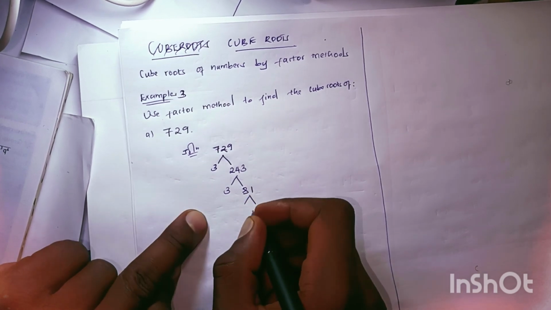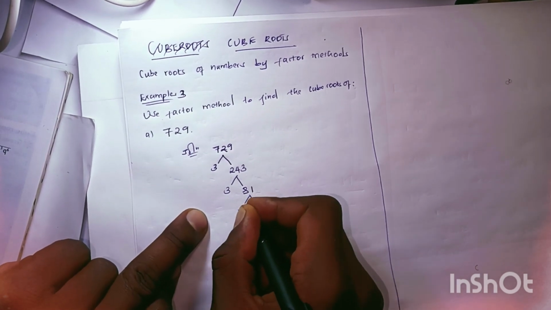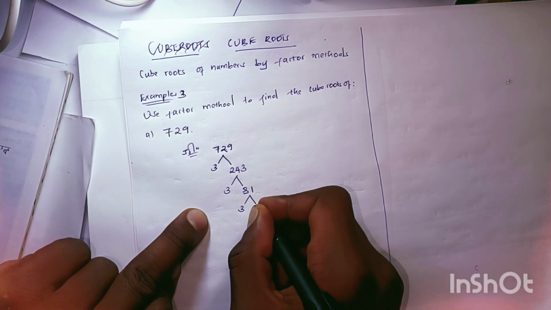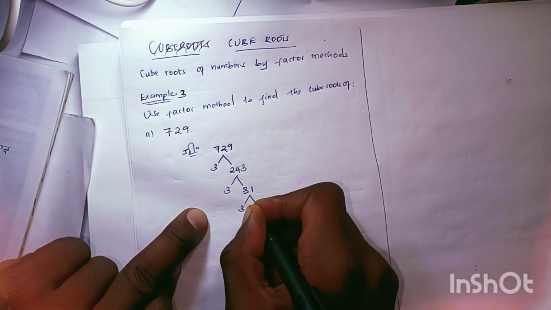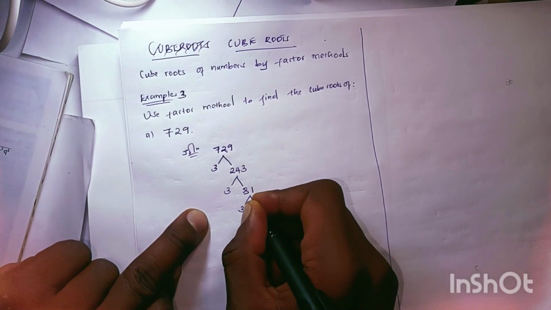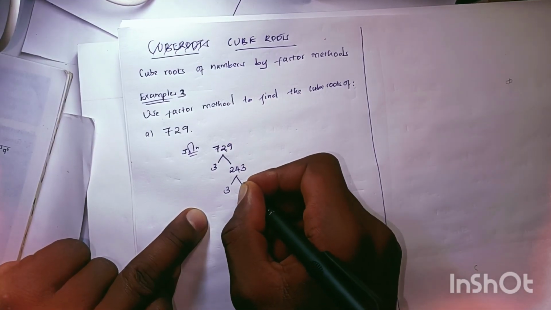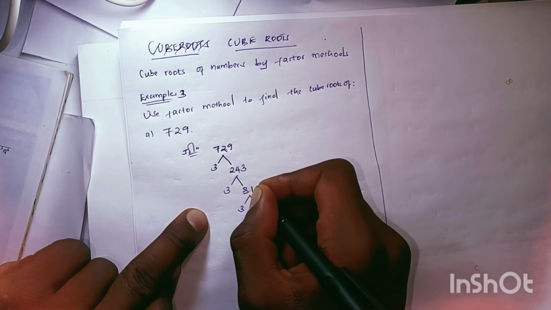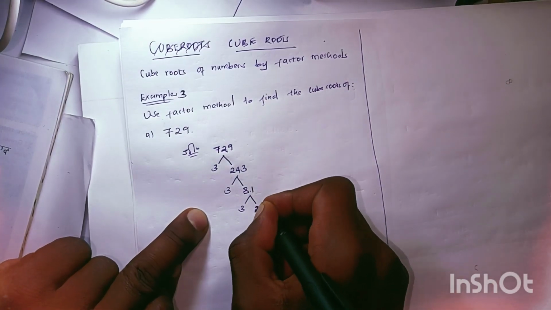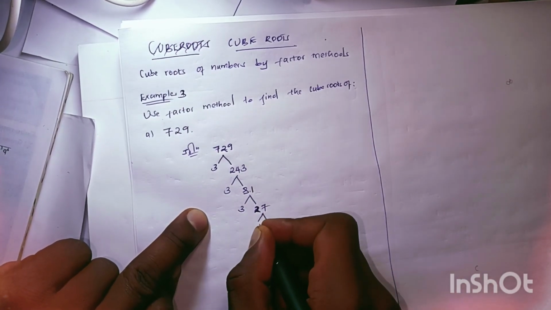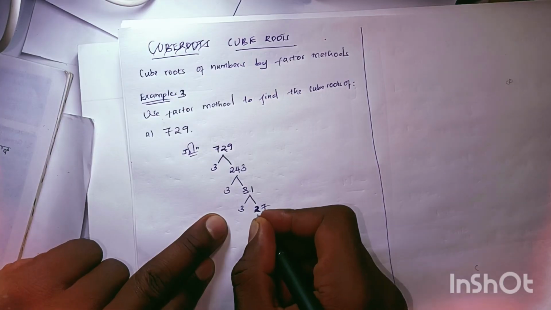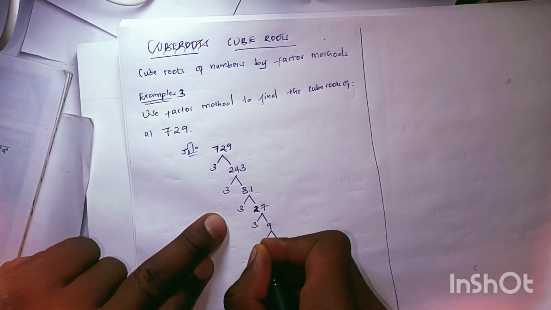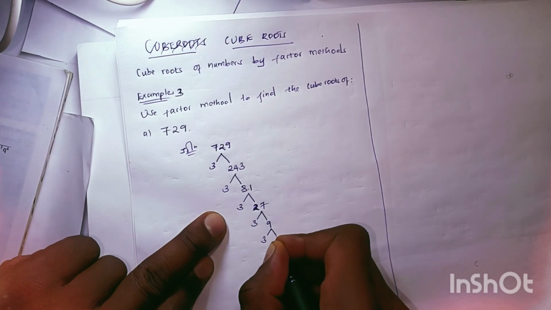And then I proceed again. This is 3 again. 3 goes into 8 how many times? It is 2 times. Then I get 6. 8 minus 6 is 2. 21. 3 goes into 21 how many times? 7 times. Then again 3 here. 3 goes into 27 how many times? 9 times. Then 3 goes into 9 how many times? 3 times.